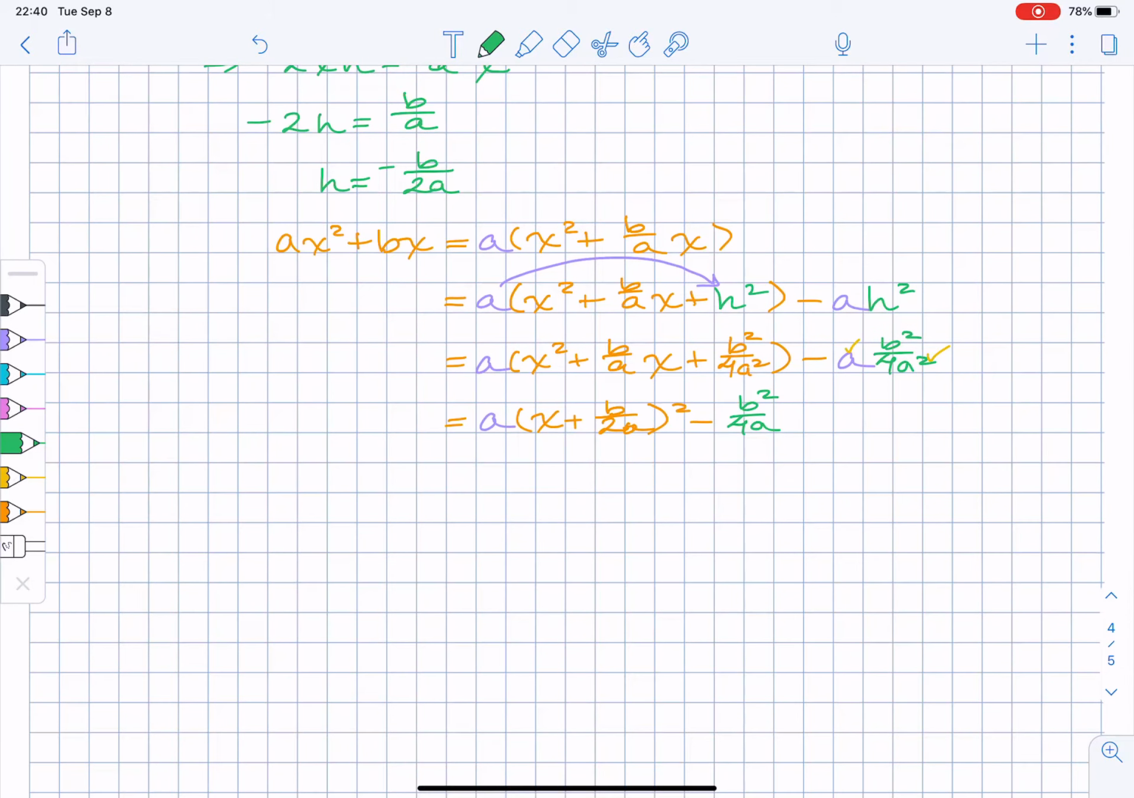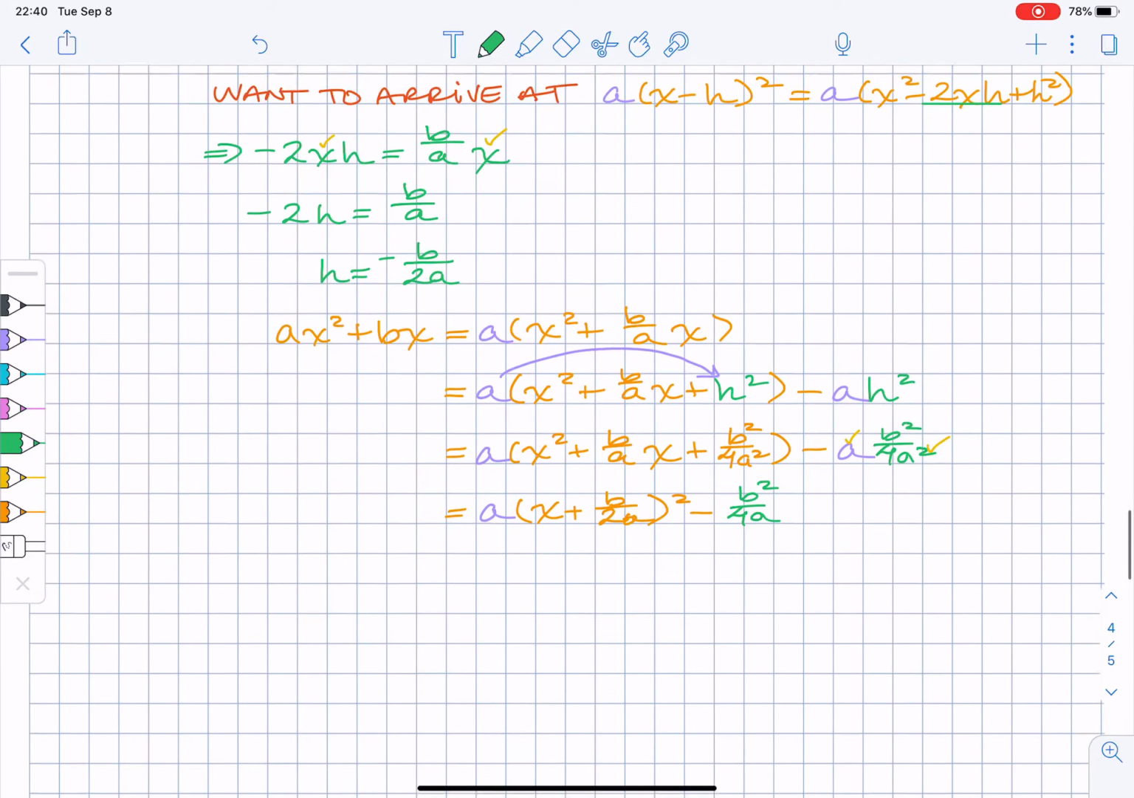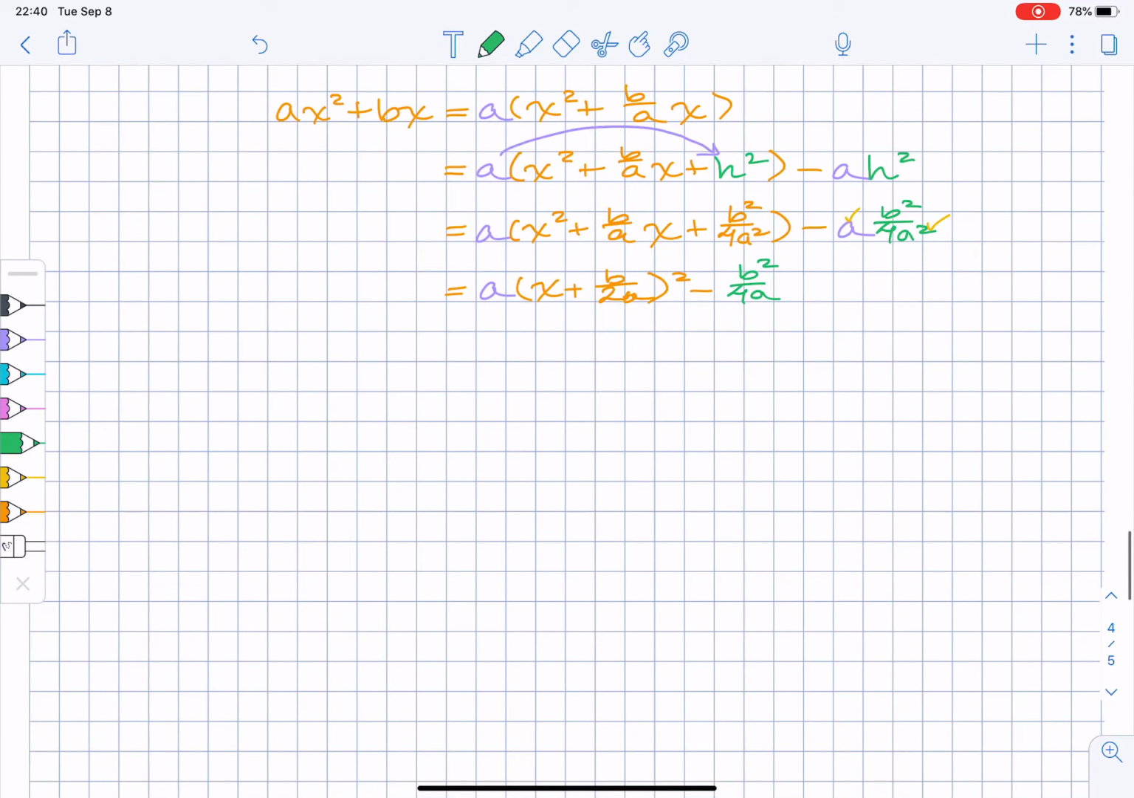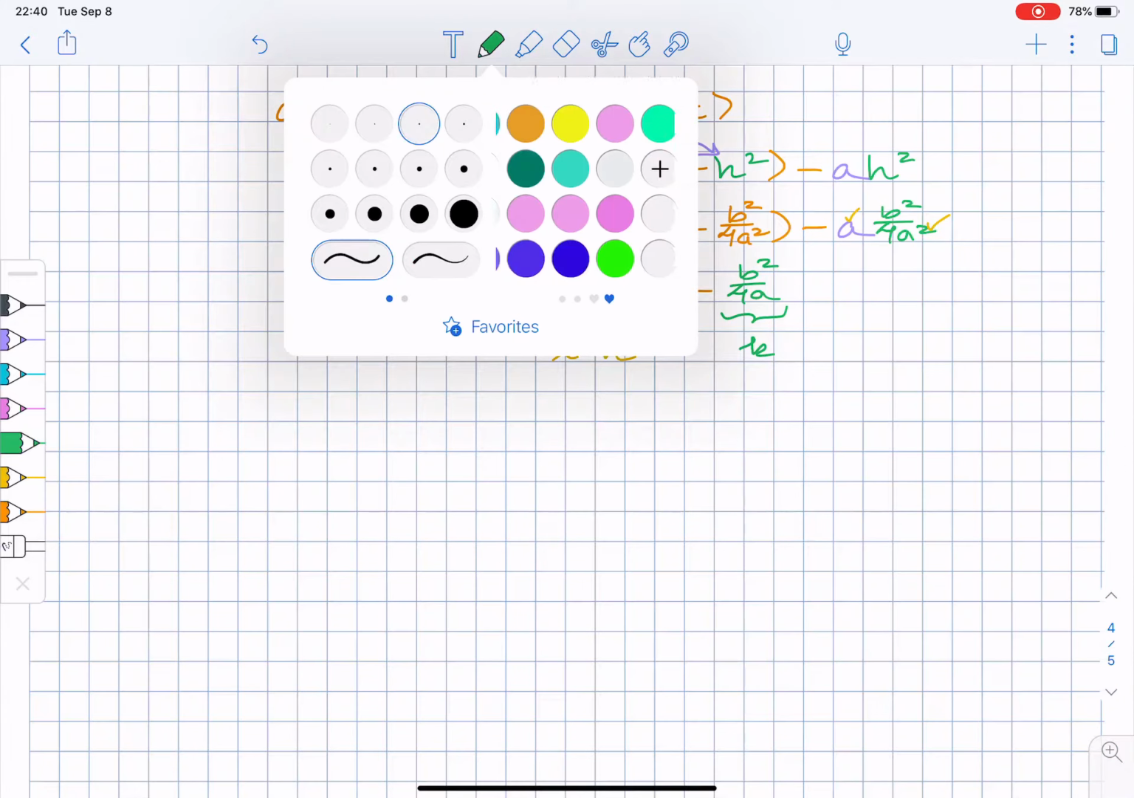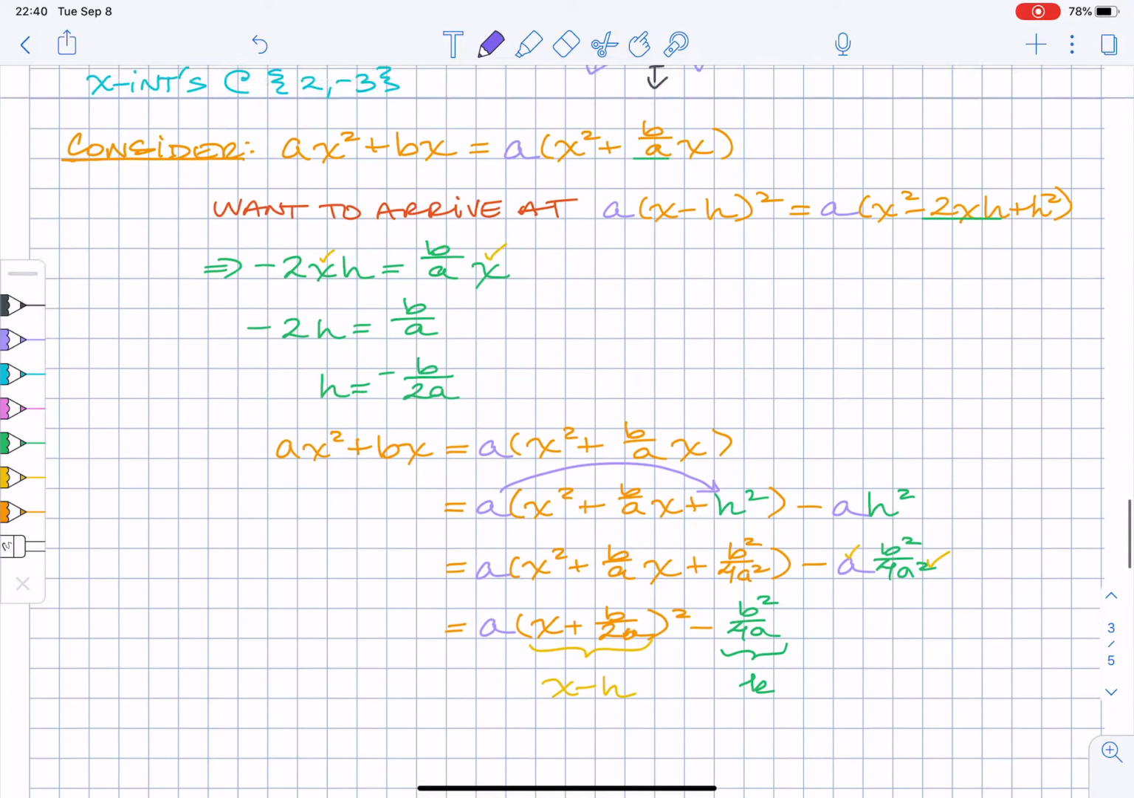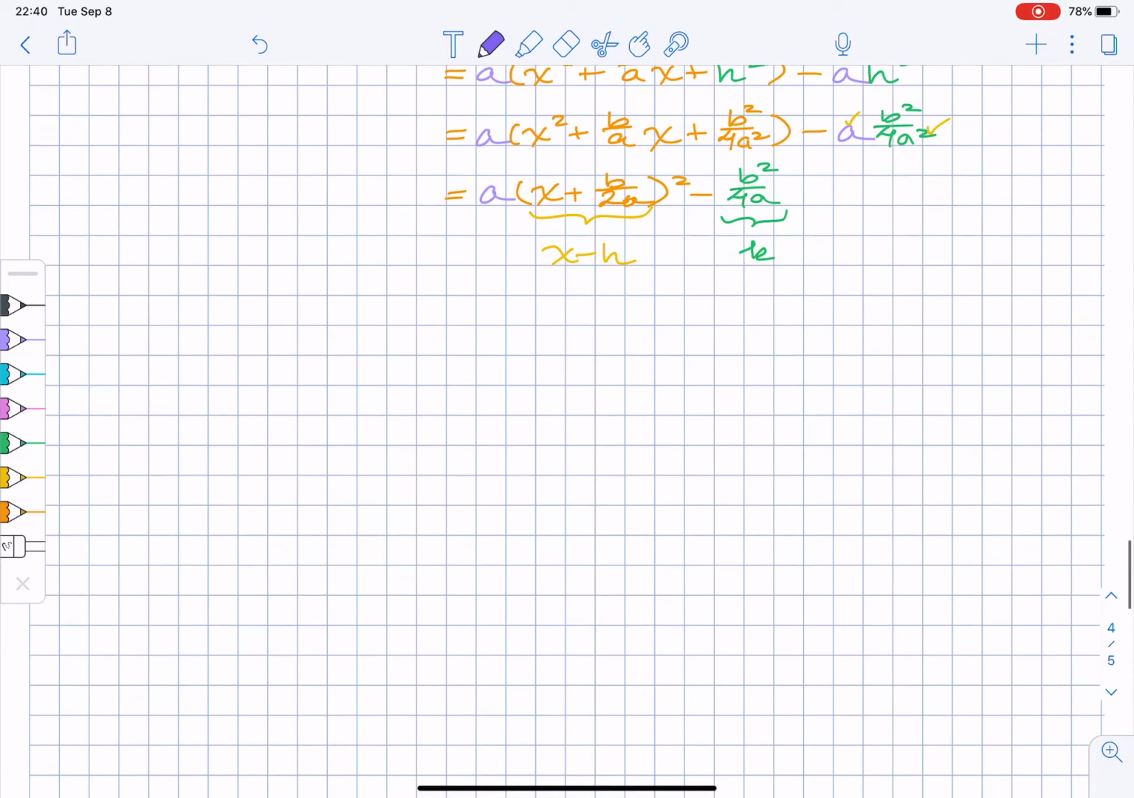So this is what we call completing the square. So we know that this would be x minus h, and this would be k in our regular equation. Okay, so let's consider completing the square, which is what we just did.